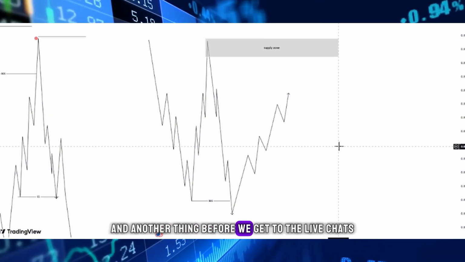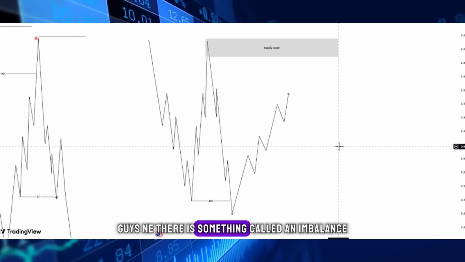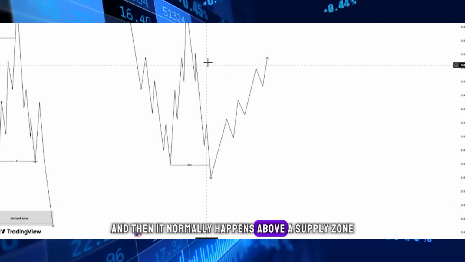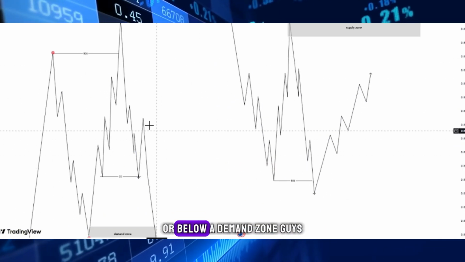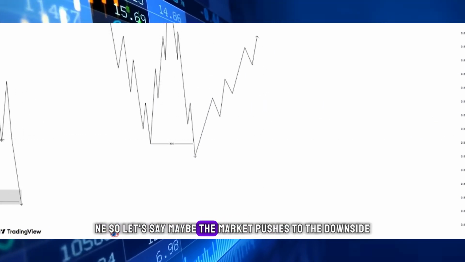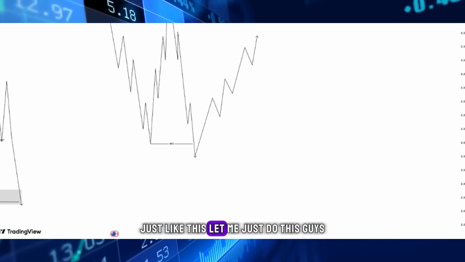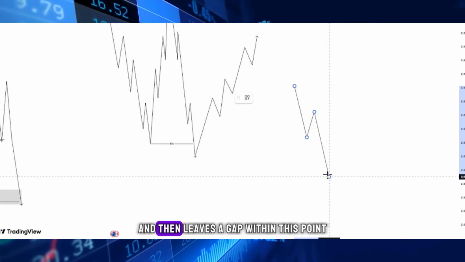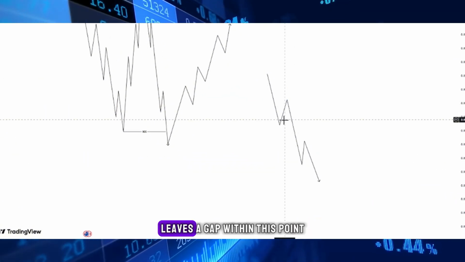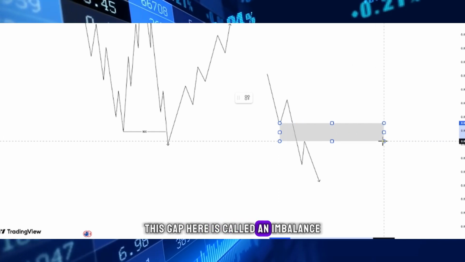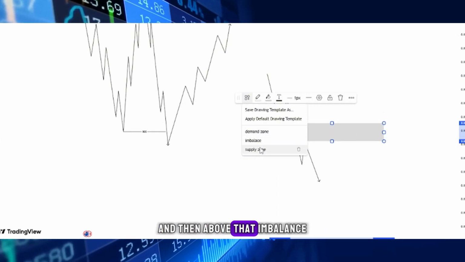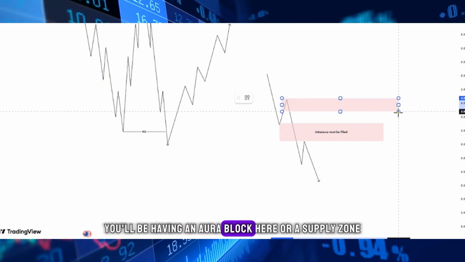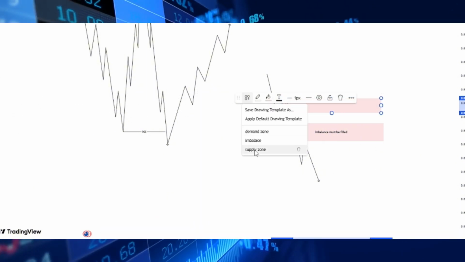And another thing before we get to the live charts, guys, there is something called an imbalance, which is a fair value gap, and it normally happens above a supply zone or below a demand zone, guys. Now, let's say maybe the market pushes to the downside just like this. The market pushed down and then leaves a gap within this point. This gap here is called an imbalance. And then above that imbalance, you'll be having an order block here or a supply zone just like this.